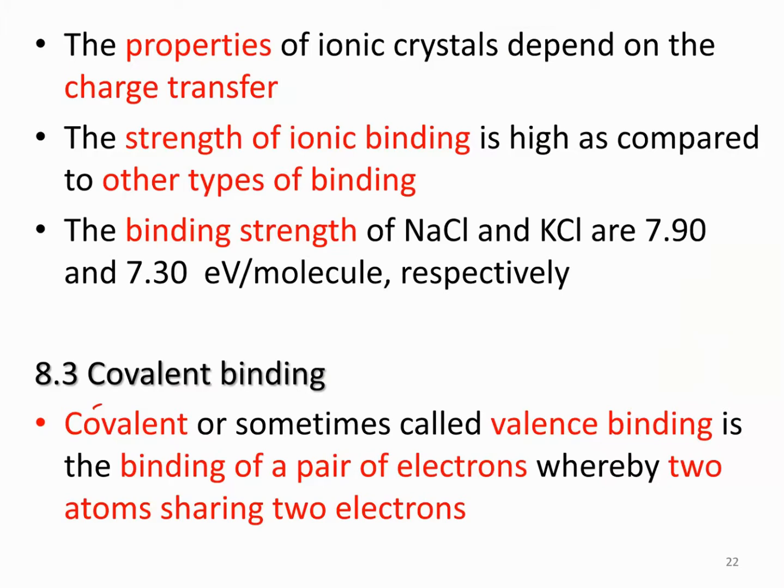So this is the first type of binding, the ionic binding. And the second type of chemical binding is covalent binding. The covalent binding sometimes we call valence binding. This is a binding of a pair of electrons whereby two atoms share two electrons.